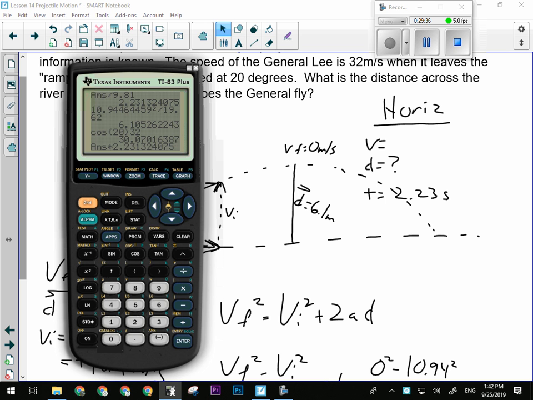I'm putting in the whole number there. Okay, so the General Lee flies 67 meters horizontally. To give you some idea, that's 2/3 the length of a football field. So it jumps from one end zone to basically the 30-yard line of the opposite side of the field. Pretty far.